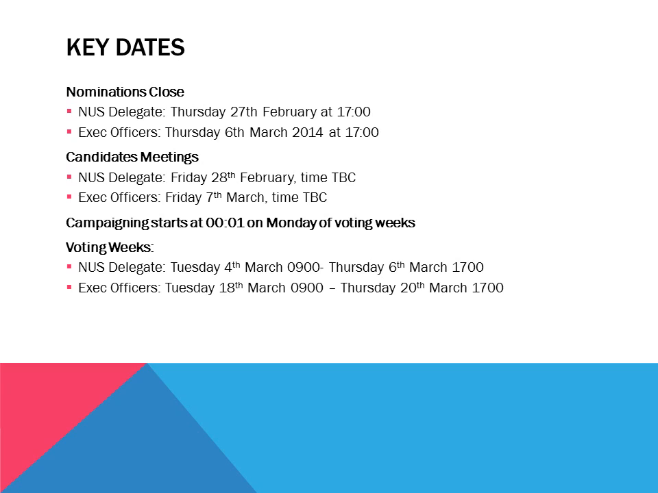And please note, campaigning, formal campaigning with materials and telling people that you're running for the role starts at 1 minute past midnight on Monday of the voting weeks. So there's 2 different voting weeks. So if you're running for NUS delegate elections, you can campaign from Monday the 3rd of March, but voting will open on Tuesday the 4th of March at 9 a.m. and close at Thursday the 6th of March at 5 p.m. If you're running for an exec role, then you'll be campaigning between Monday the 17th of March. Voting will open on Tuesday the 18th of March at 9 a.m. and close on Thursday the 20th at 5 p.m.